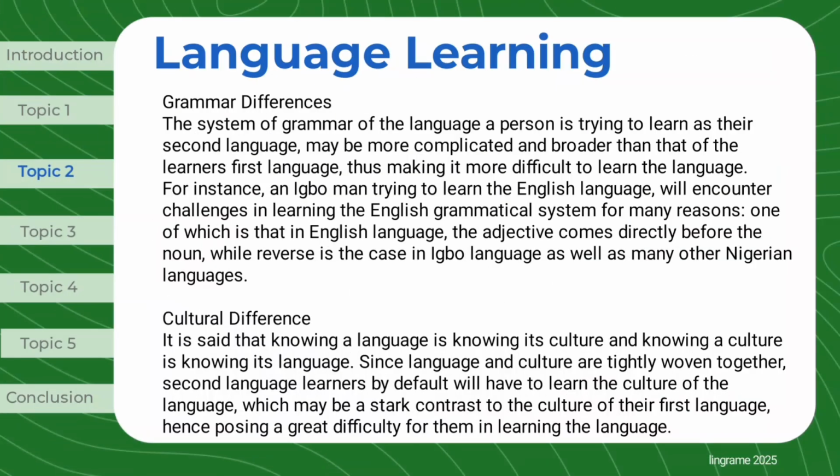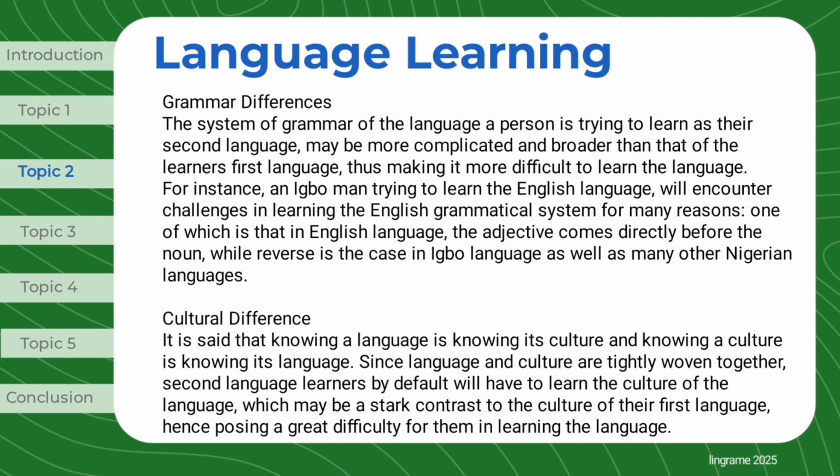Back to the video. Grammar differences. The system of grammar of the language a person is trying to learn as their second language may be more complicated and broader than that of the learner's first language, thus making it more difficult to learn the language. For instance, an Igbo man trying to learn the English language will encounter challenges in learning the English grammatical system for many reasons, one of which is that in English, the adjective comes directly before the noun, while the reverse is the case in Igbo as well as many other Nigerian languages.